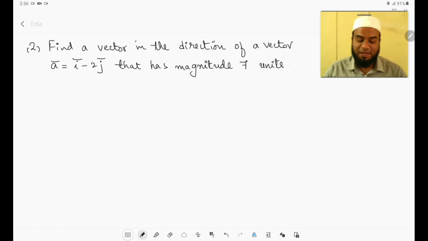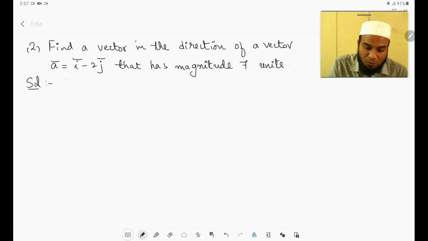So what is the question? Find a vector in the direction of a given vector. What is the vector given? a bar equals i bar minus 2j bar that has magnitude 7. We are not supposed to change the direction of the given vector; the direction will be as it is. Only we have to find a vector in the direction of a bar whose magnitude will be 7, right? So first we will convert the given vector to a unit vector, then multiply that unit vector with 7, that is scalar multiplication. Then we will get a resultant vector whose magnitude will be 7 times, right?